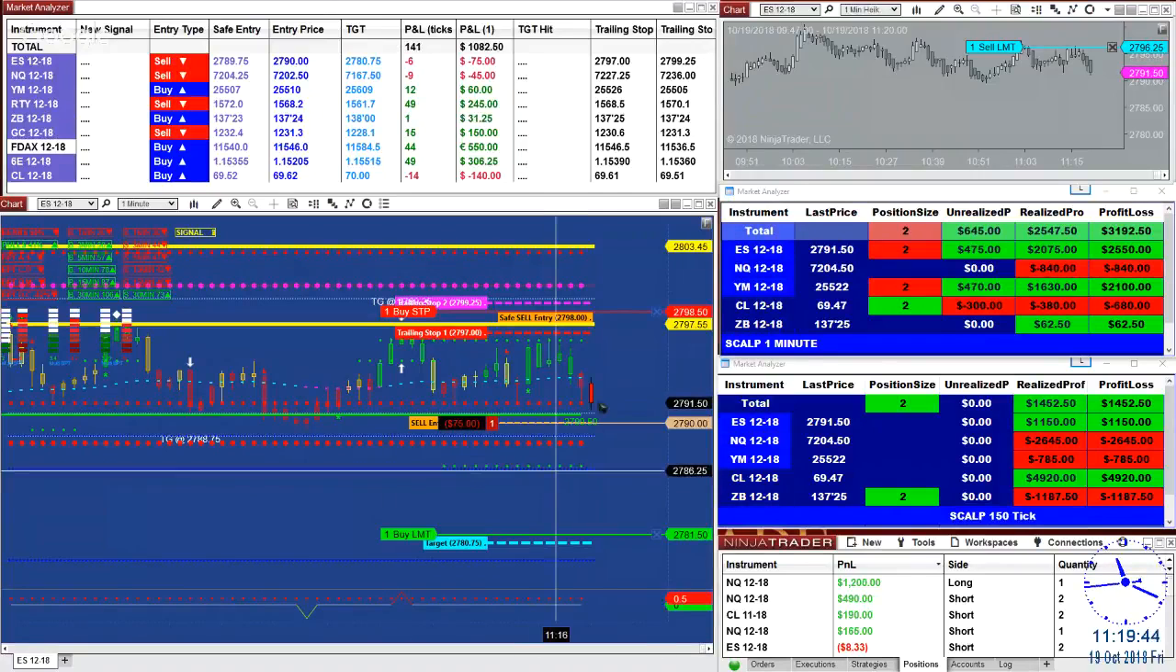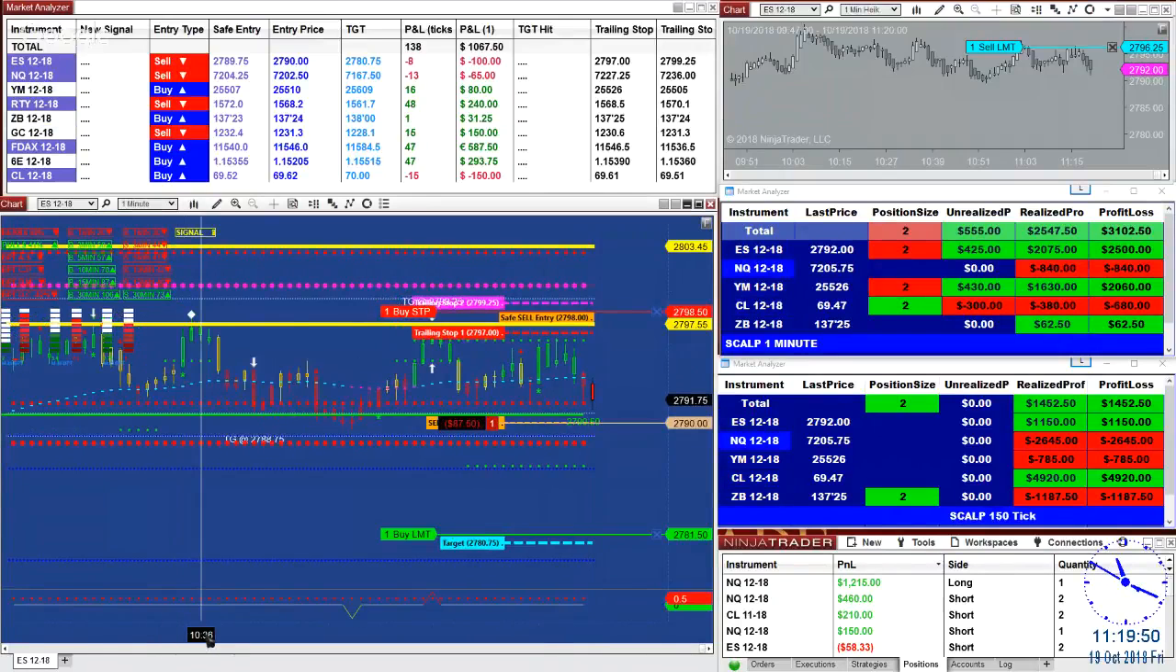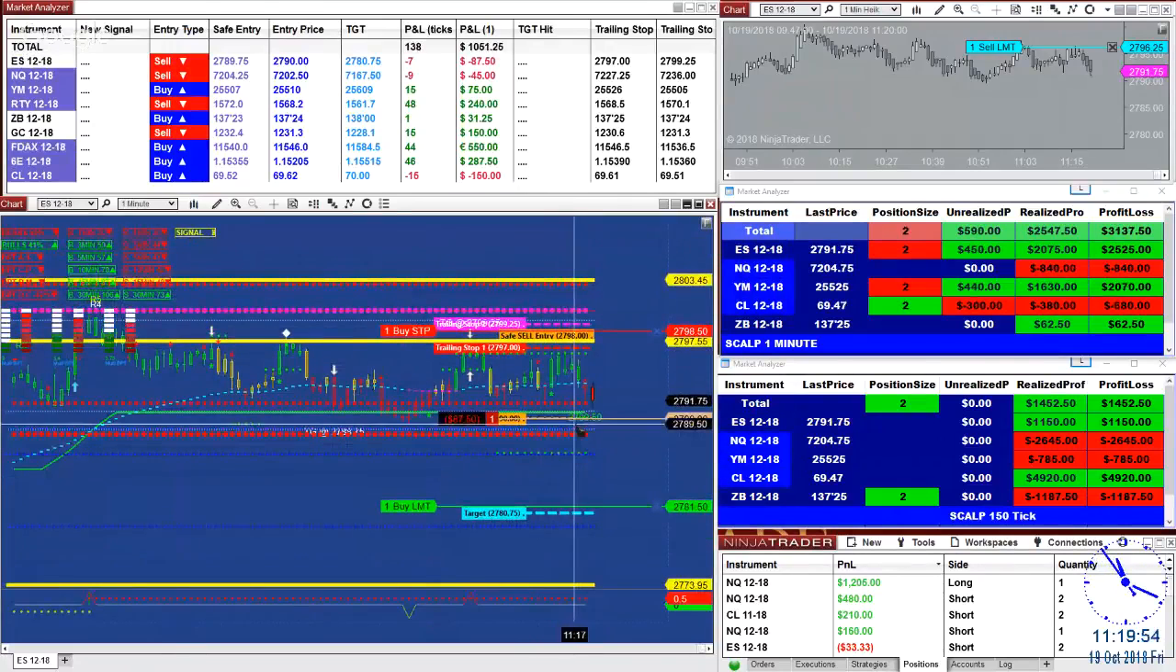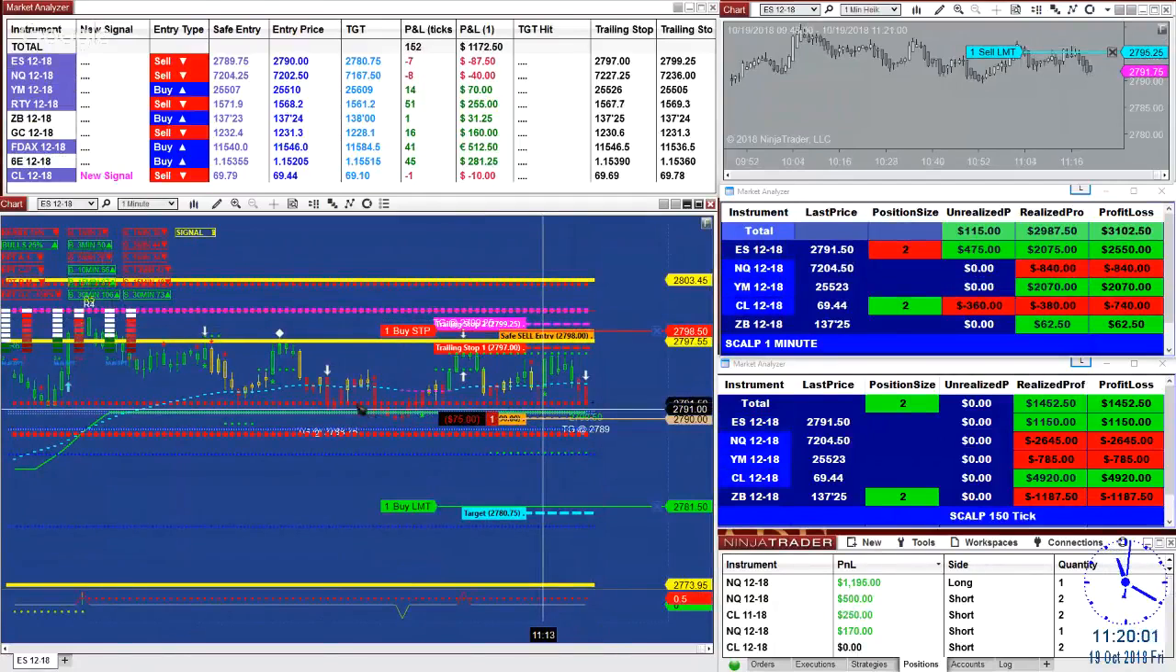The minute we break that area here, the 900, we're done. Let's see if we are able to break that area, because this ES has been on the same level for 20 minutes, 30 minutes. How long? So we'll see.